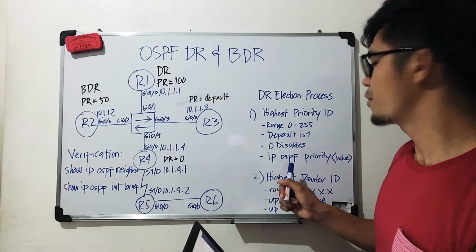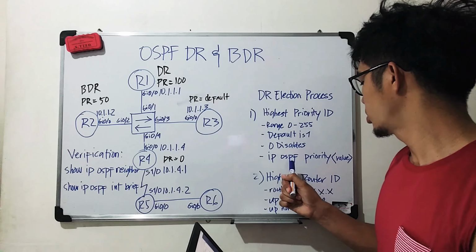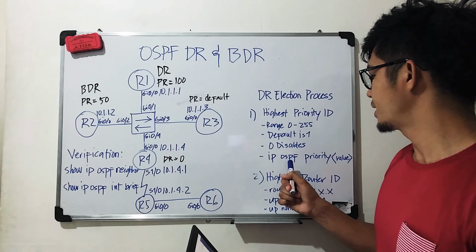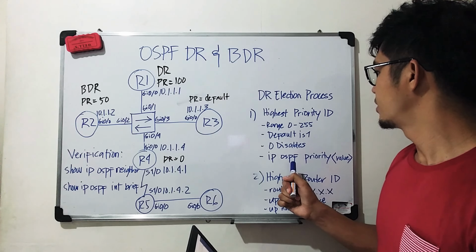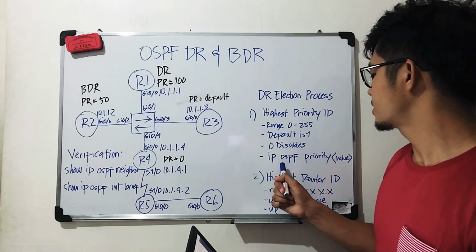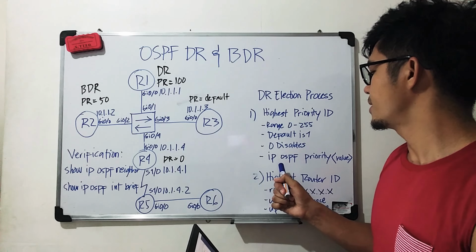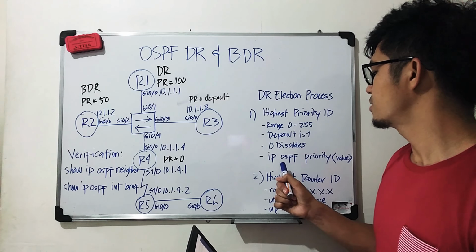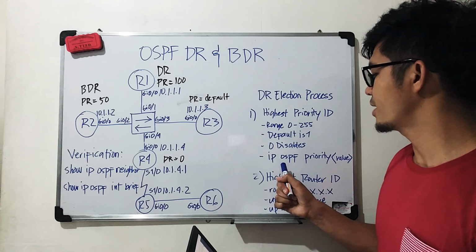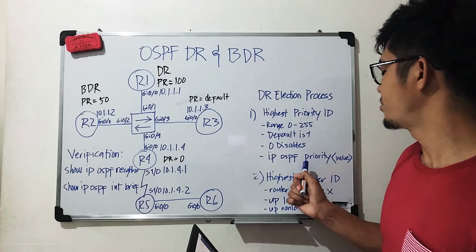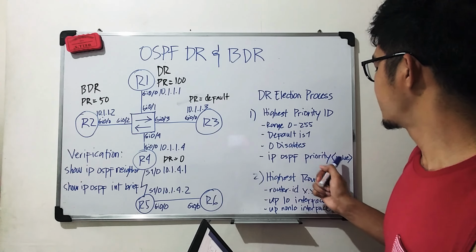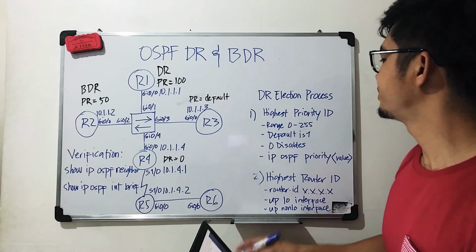And this is how you would configure your priority. This is in the interface configuration, or under the interface subcommand: ip ospf priority and the value. Like I said, this defaults to 1.